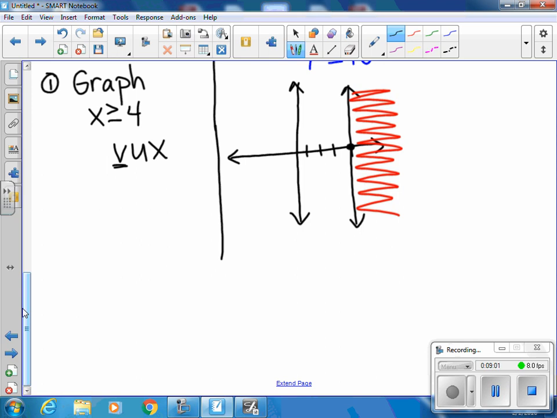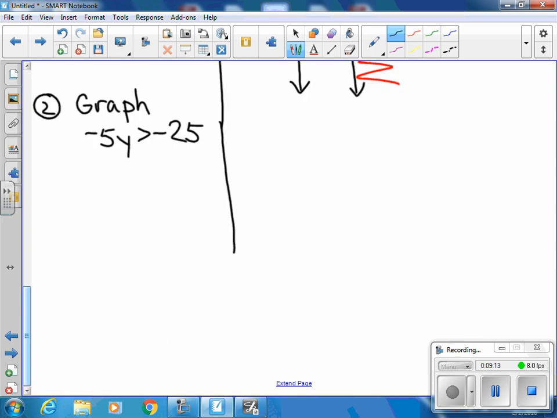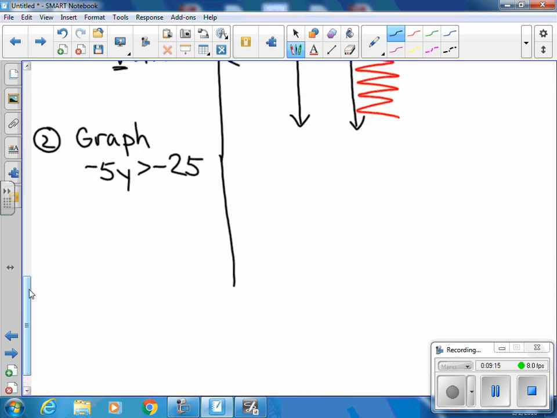All right, so now let's take a look at the second one that I've got for you. This time you're going to graph negative 5y is greater than negative 25. All right, now before we can graph this, we do have to put it in intercept form. Right, that still holds true. And in order to get rid of the negative 5, I have to divide both sides by negative 5.